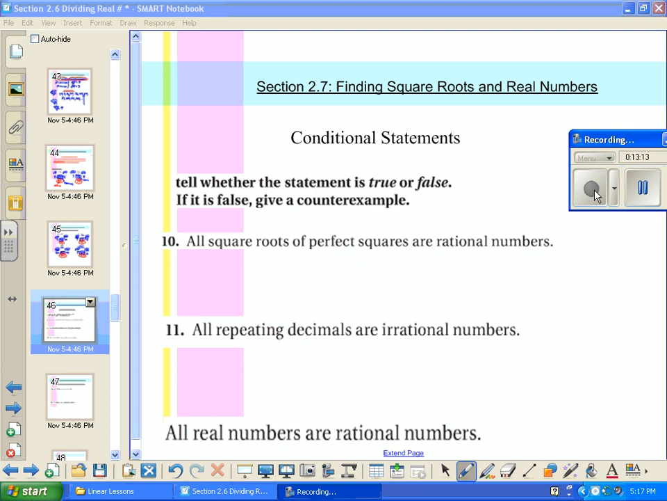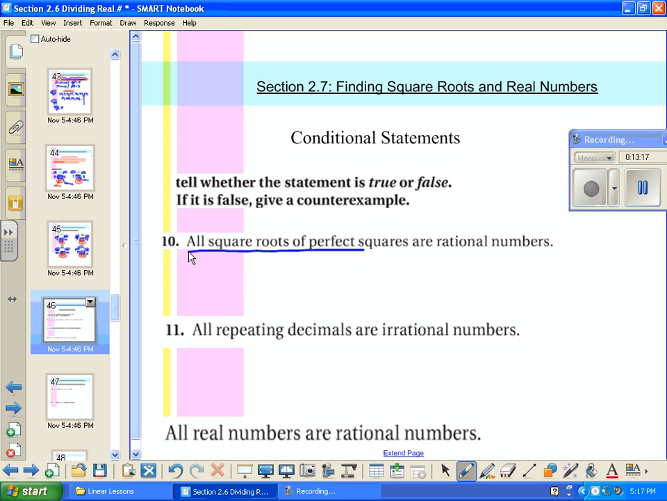Even if it doesn't have if-then, it's the same type of deal where it says all square roots, like this first one says all square roots of perfect squares are rational numbers. You're trying to say, is that always true, or can you think of a time when that's false and you can give a counterexample? So it says all square roots of perfect squares are rational numbers.